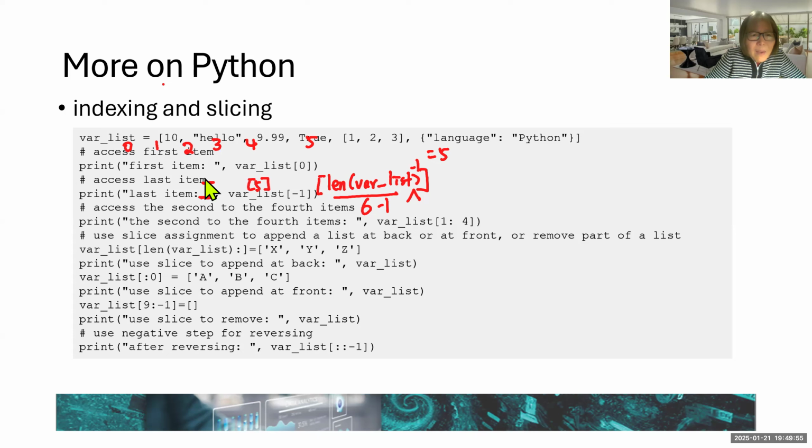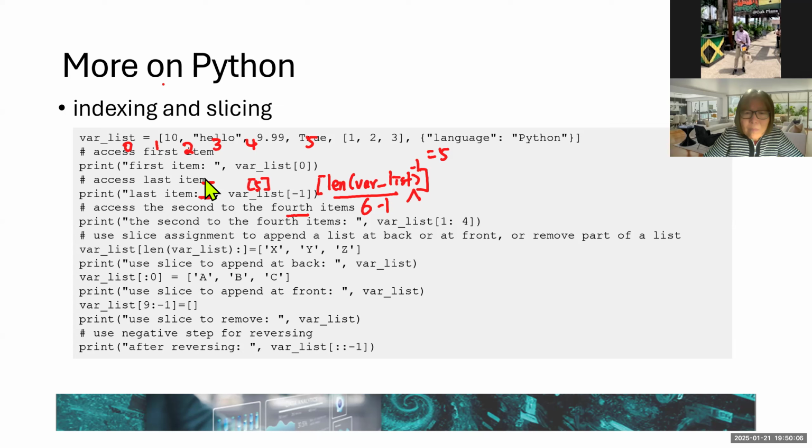And what is the next thing we try to do? You see here, this is not a single item, is it? So what we have here, we call it slicing. Slicing.